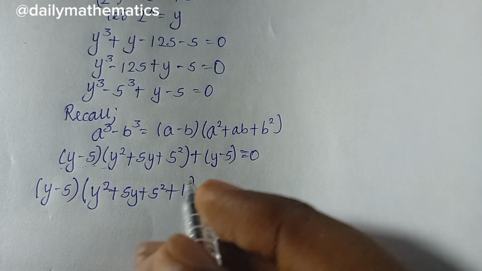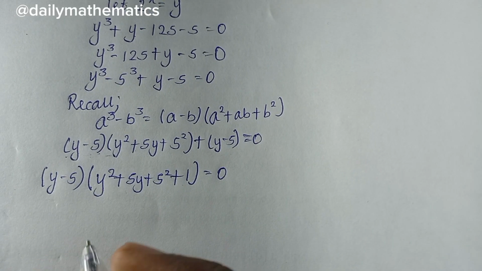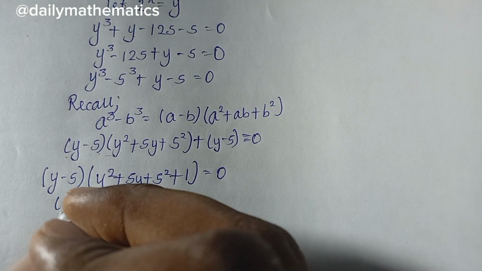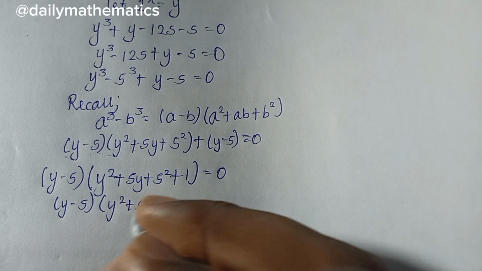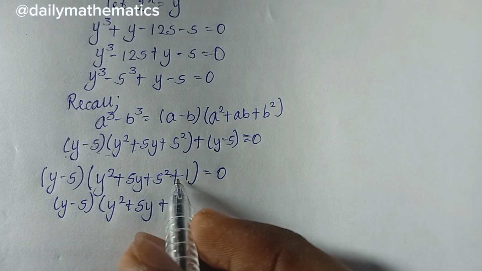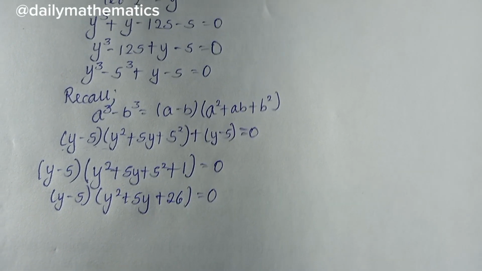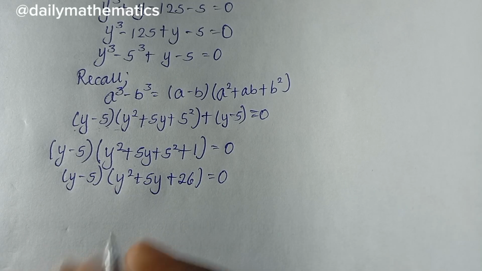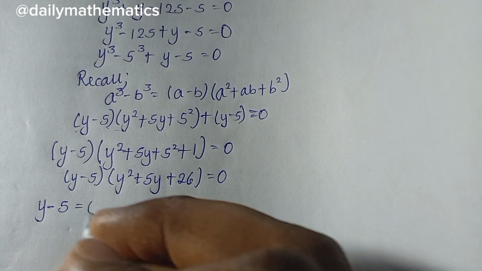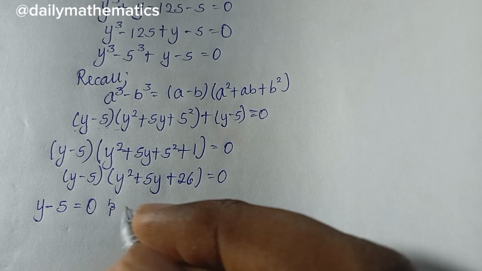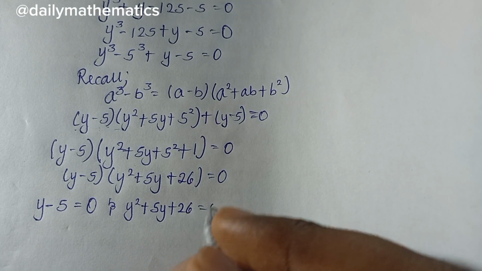Plus 1. When we factorize it from here, 1 is left, then equals 0. And so from here, what do we have? From here we have y minus 5, and then we have y squared plus 5y plus 5 squared is 25 plus 1, 26. That'll be plus 26 equals 0. So from here we can equate each bracket with the 0. We have y minus 5 equals 0, and y squared plus 5y plus 26 equals 0.